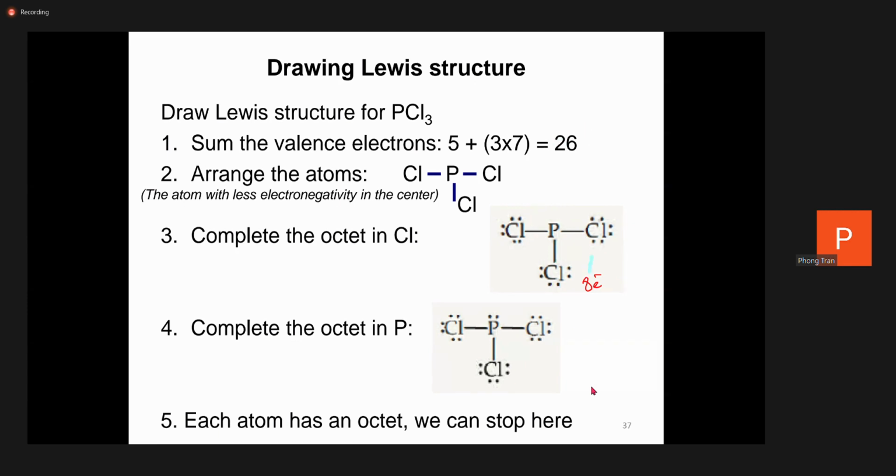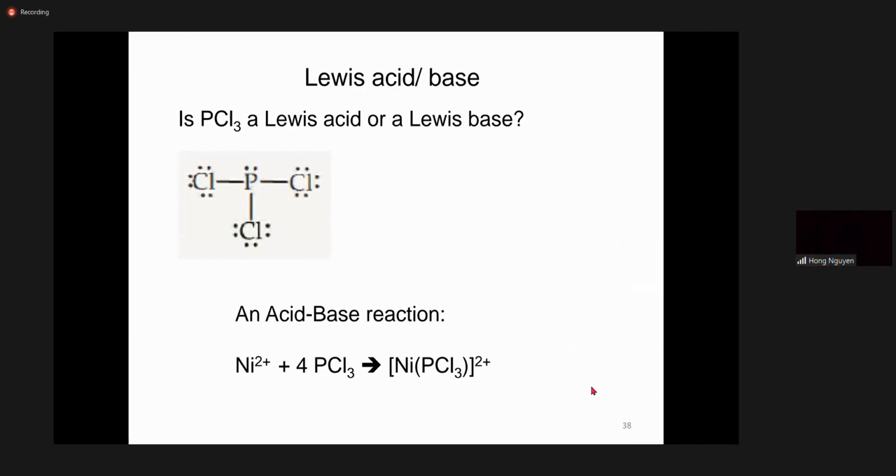Now, to do this kind of drawing of Lewis structures, I invite you to remember the 5 steps, and then practice more and more. The more you practice, the faster you can complete the drawing of a Lewis structure. So I invite you to work later on some exercises. But here, one question.